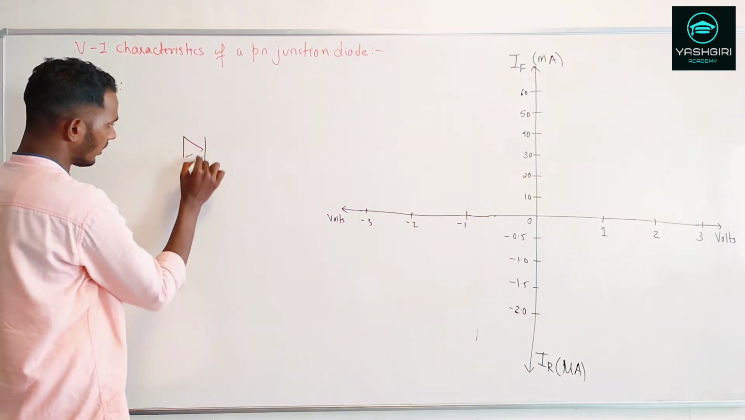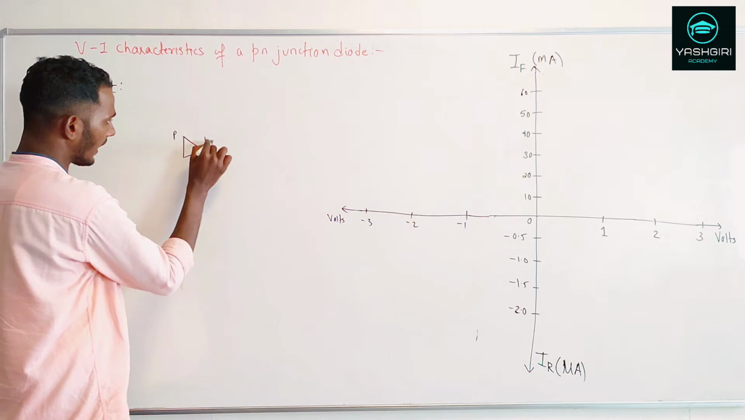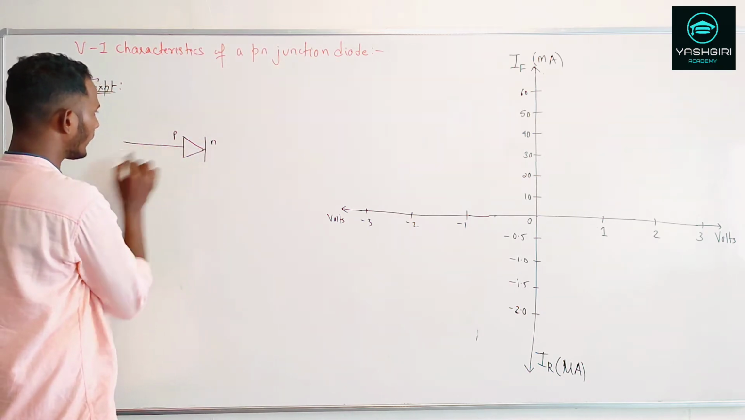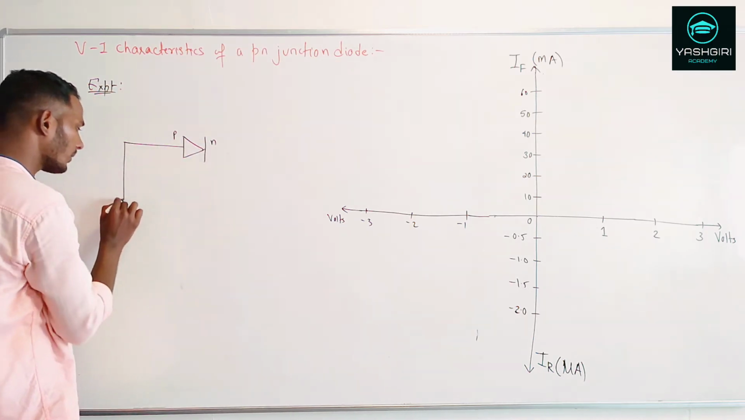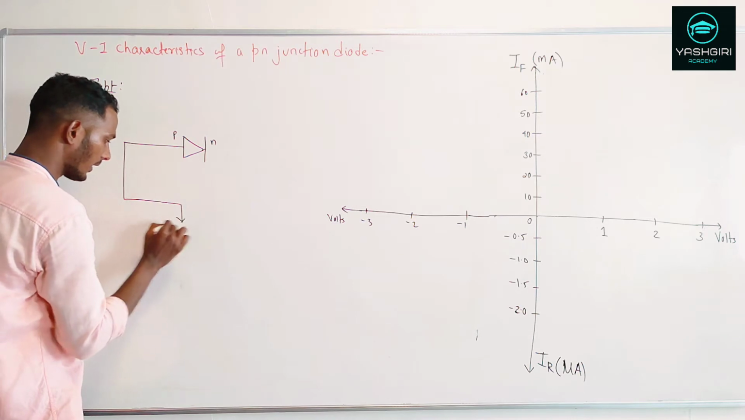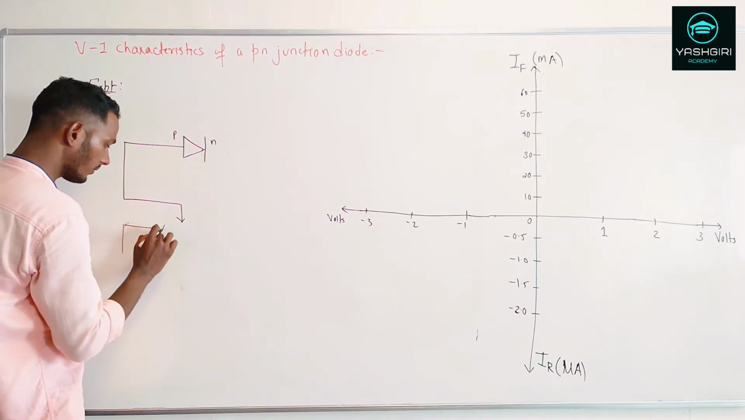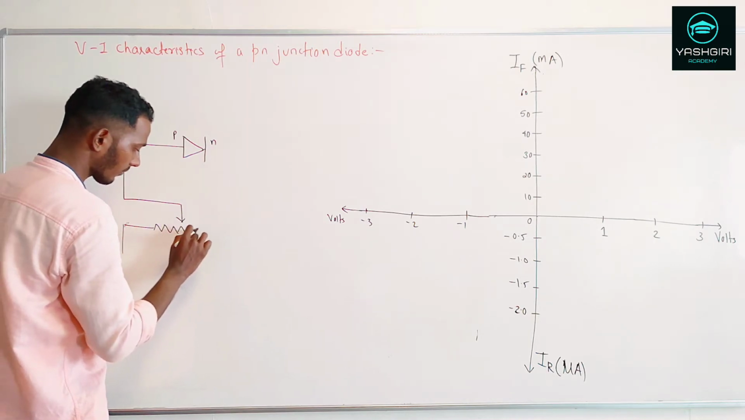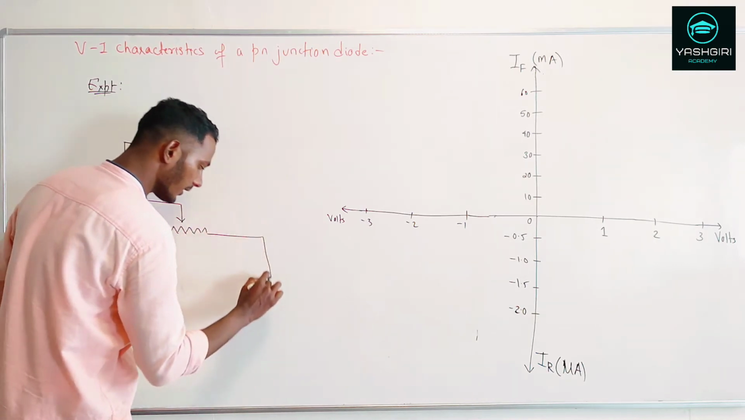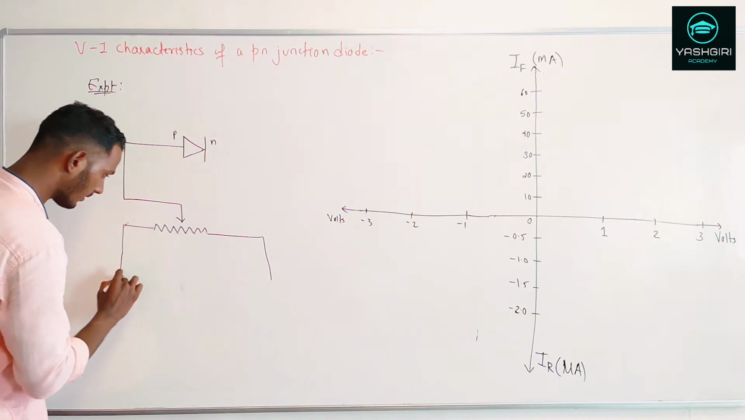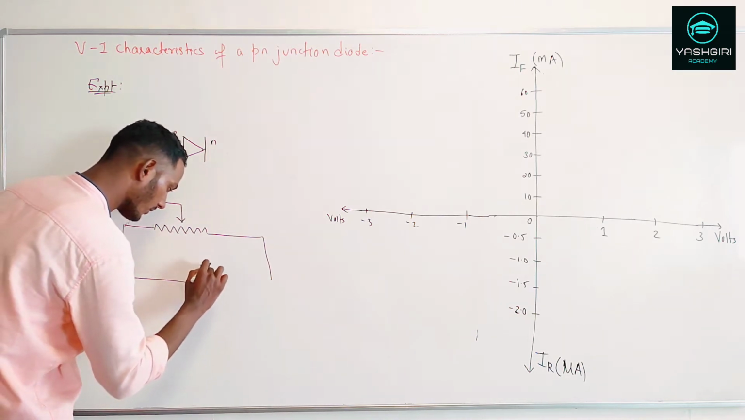So this is a symbol for the diode. This is a P type and an N type. Now what we can do is we can connect this diode to a battery. Okay, so here I'll be using a potentiometer. So this potentiometer is connected to the external power supply, positive, negative.